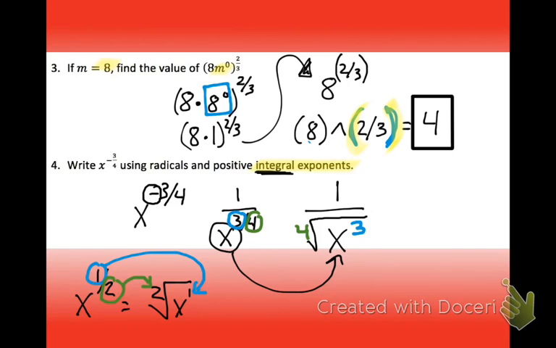So now we have gotten rid of our fractional exponents, we've gotten rid of the negative, and we are good to go. So that is your final answer: 1 over the 4th root of x to the 3rd.